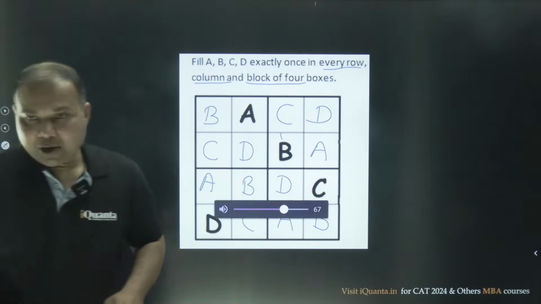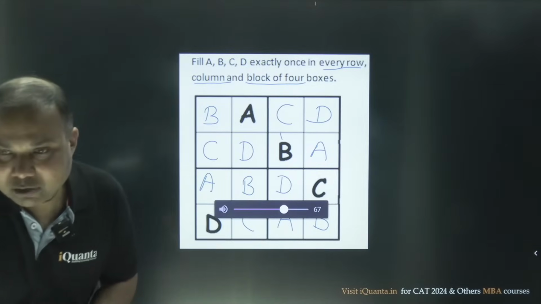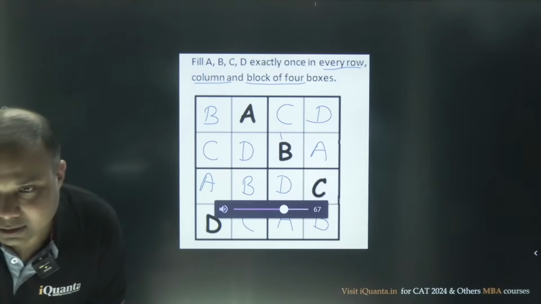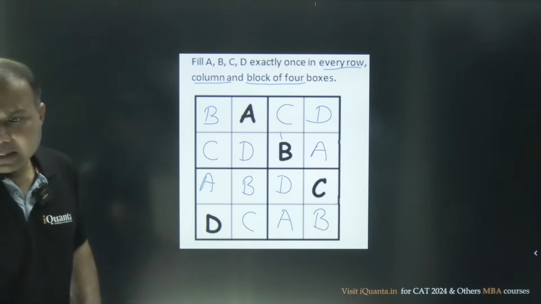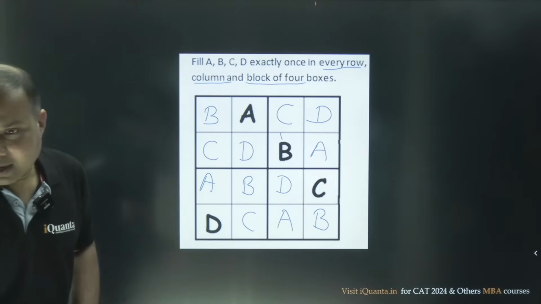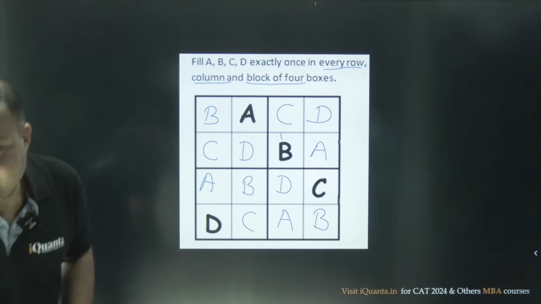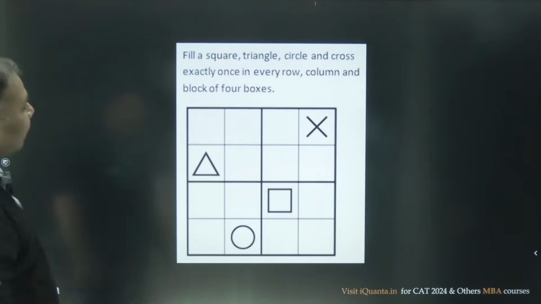So there's one more question. I hope it is clear to everyone. Yes, clear, good. Okay, now the next one, again 4x4 Sudoku. Please solve it faster. Diksha has also understood. Thank you. Okay, here it is.